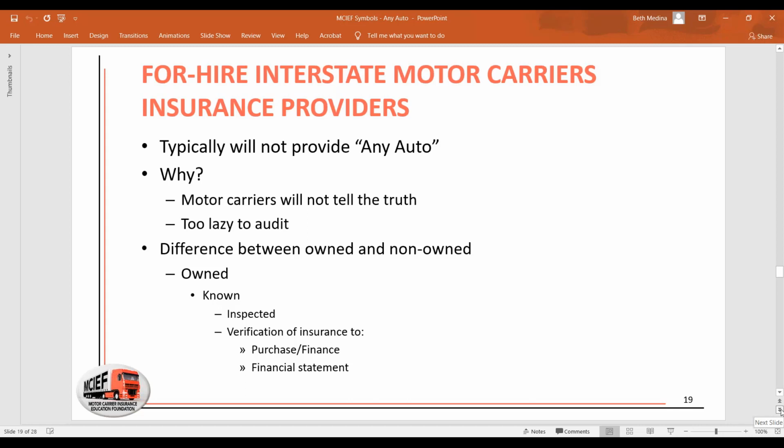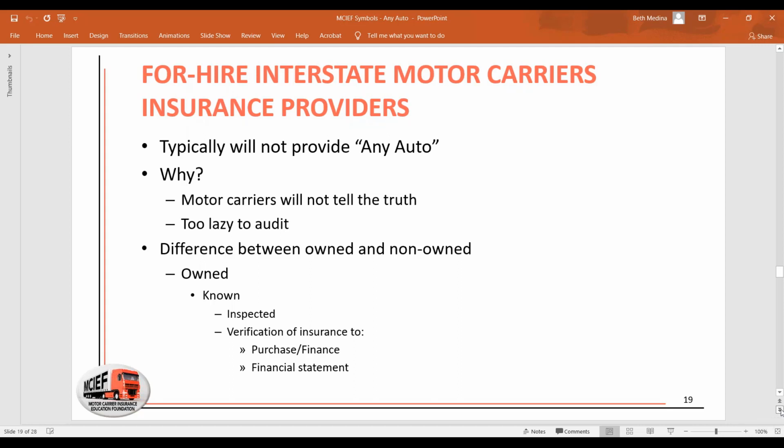For hire interstate motor carriers, insurance providers typically will not provide any auto. Why? Motor carriers will not tell the truth, and insurers are too lazy to audit. The example that I use when we do face-to-face classes is the Fort Myers church.